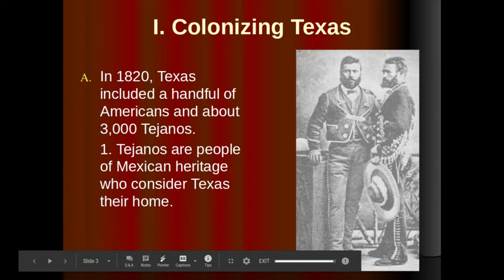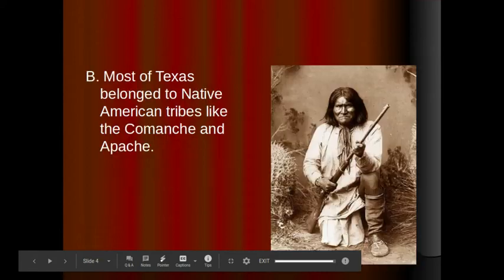A Tejano is a people of Mexican heritage who consider Texas their home. So people that originated from Texas or from Mexico, they're native from Mexico, and they are the ones that believe that Texas is their original homeland. So a Tejano is pretty much anybody that is a non-Native American people, again, just originating from Mexico.